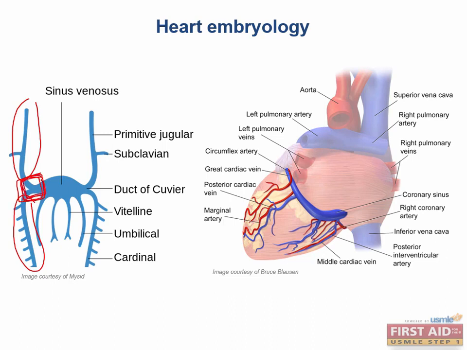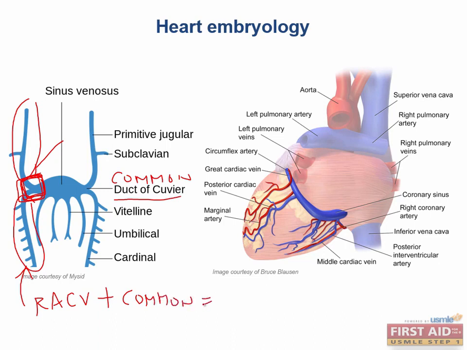This is a common cardinal vein, also called the duct of Cuvier because he was the first dude to discover common cardinal veins. So the combination of this right anterior cardinal vein plus the common cardinal vein will give you the superior vena cava. And this makes a lot of sense to us, right? Because the superior vena cava drains into the right side of the heart. The right horn of the sinus venosus becomes incorporated into the right atrium. Superior vena cava drains into the right atrium, and part of that right atrium is a remnant of the right horn of the sinus venosus.